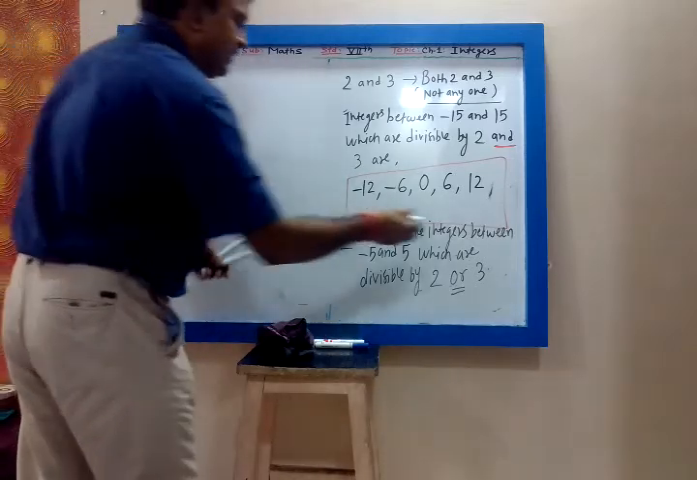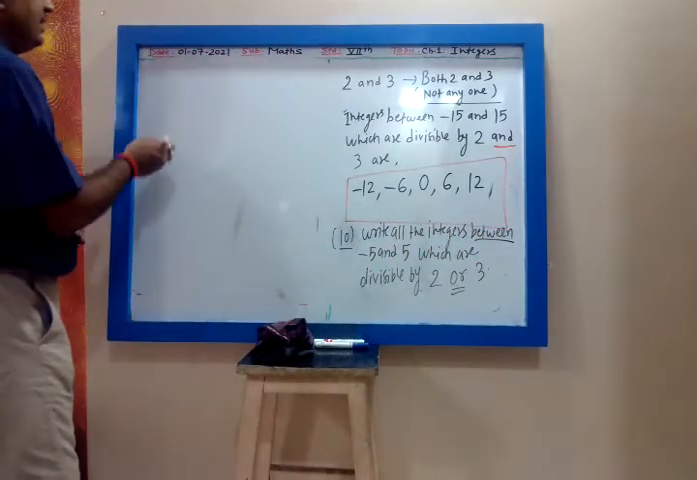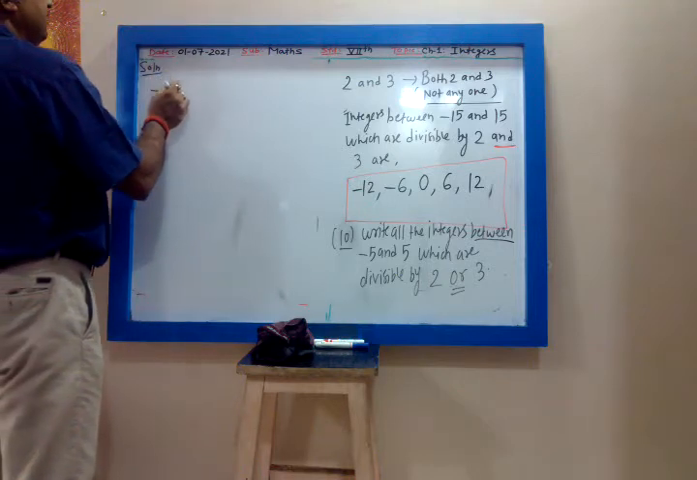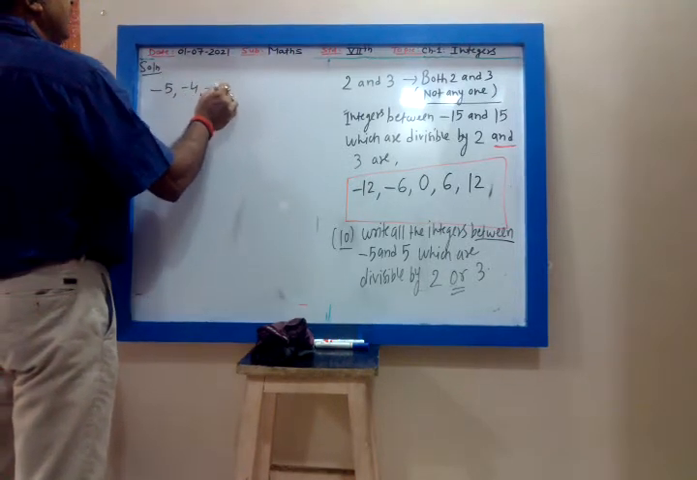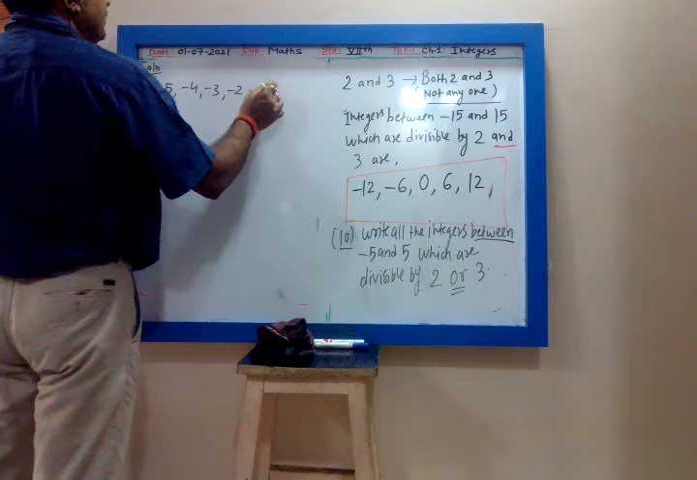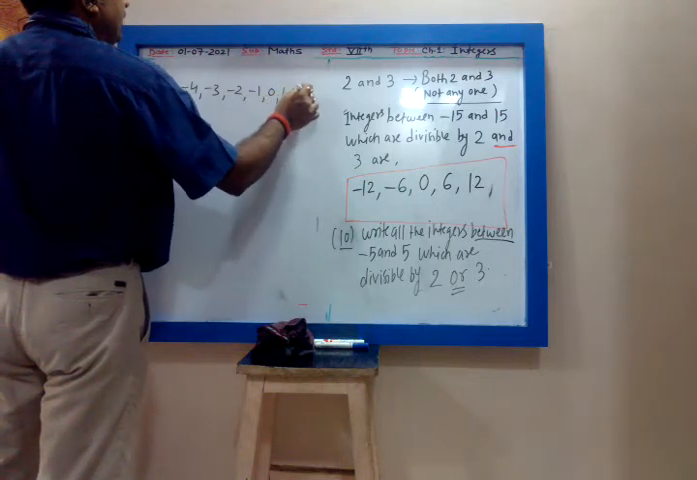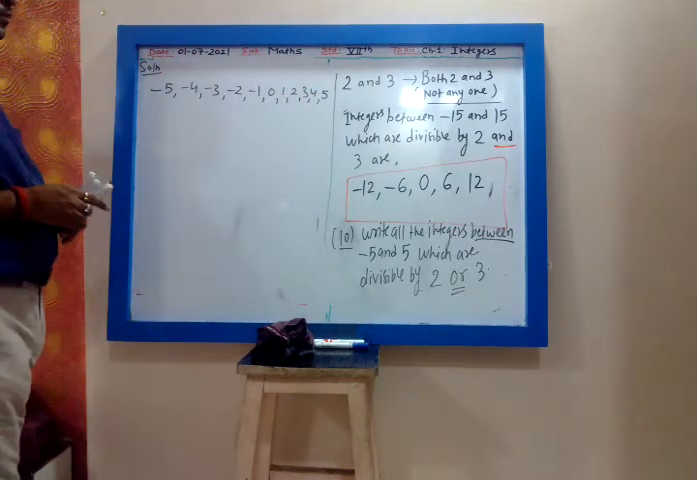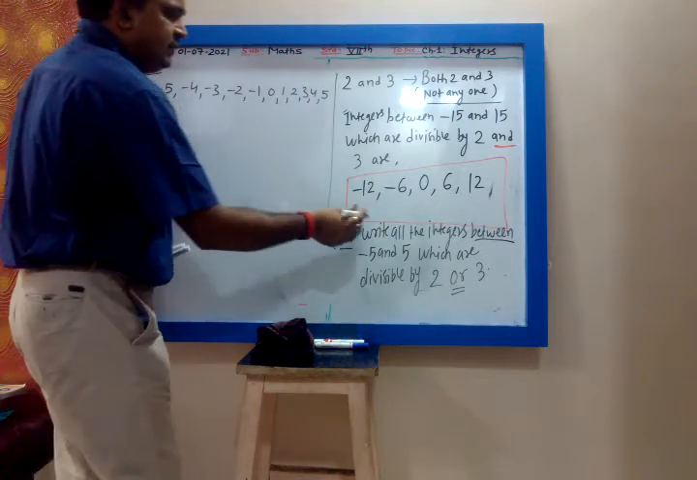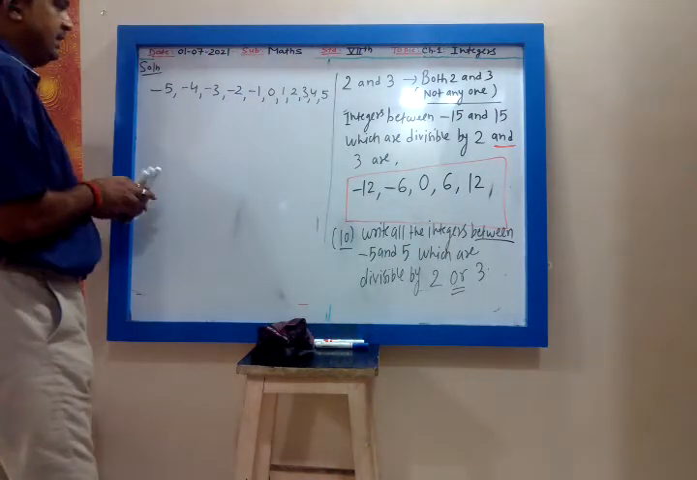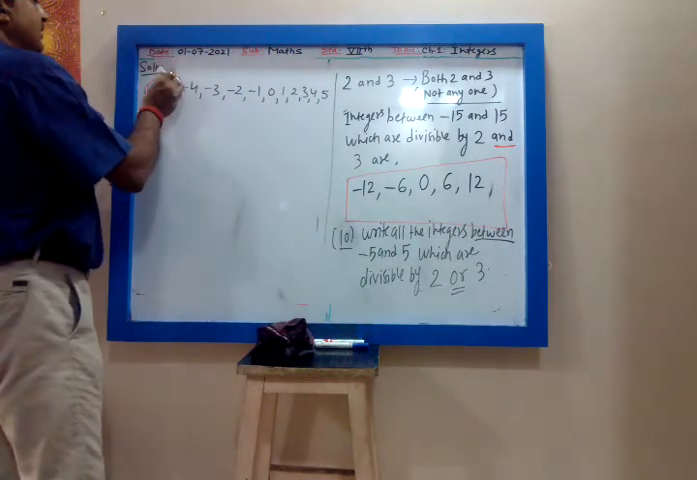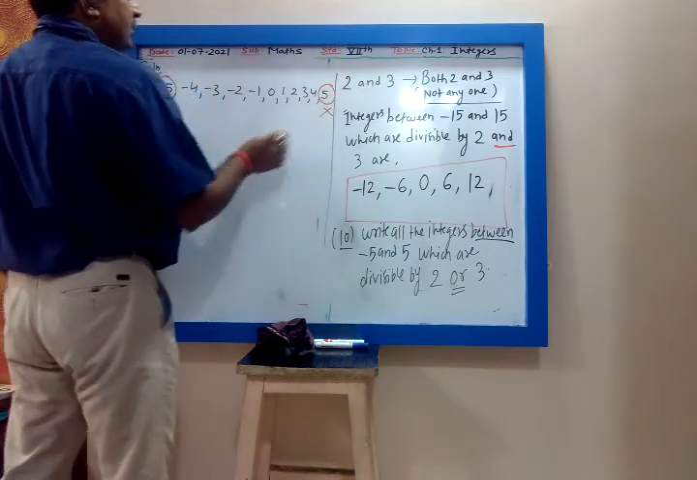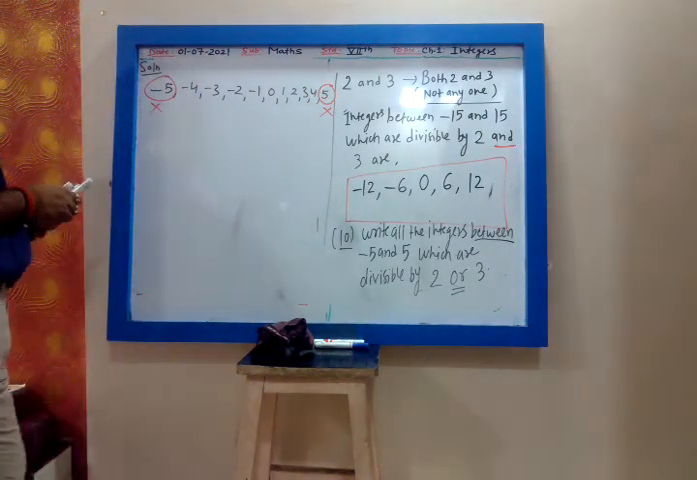So again it is between. Let me write the integers between -5 and +5. -5, -4, -3, -2, -1, 0, 1, 2, 3, 4, 5. Now this is between. Between means I will exclude the end number. Now these integers are left.